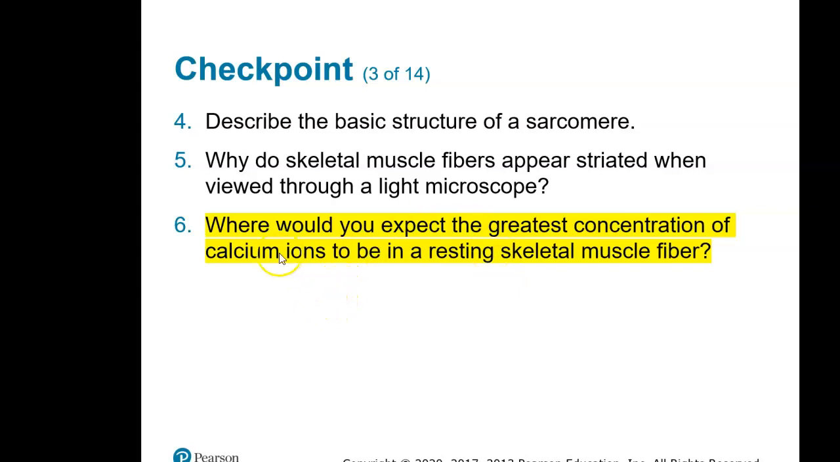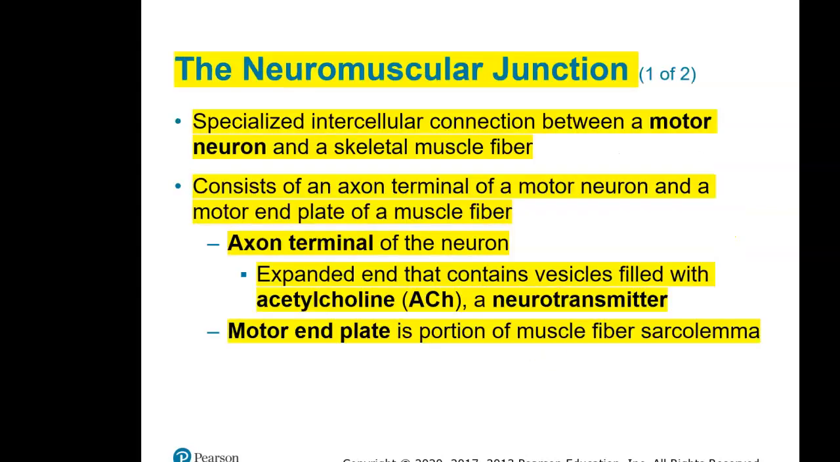Checkpoint question. Where would you expect the greatest concentration of calcium ions to be in a resting skeletal muscle fiber? And I would say that will be the terminal cisternae.